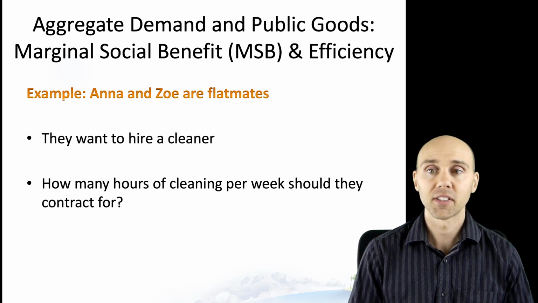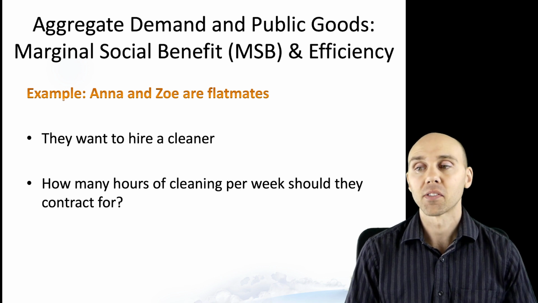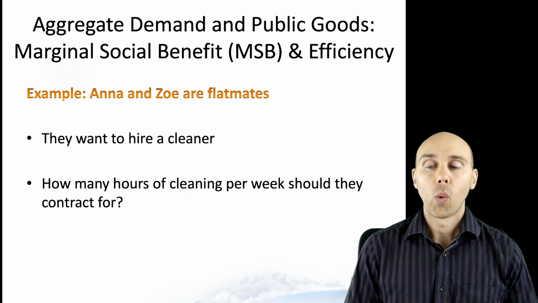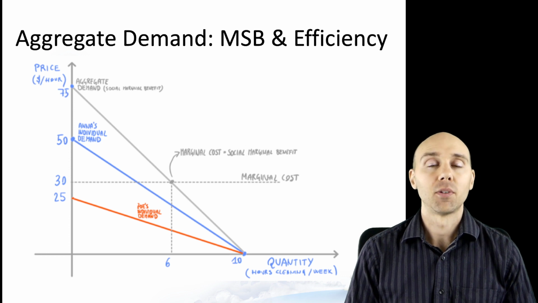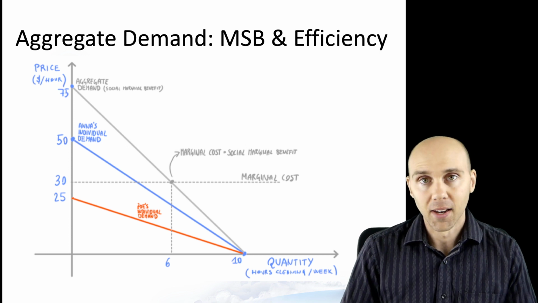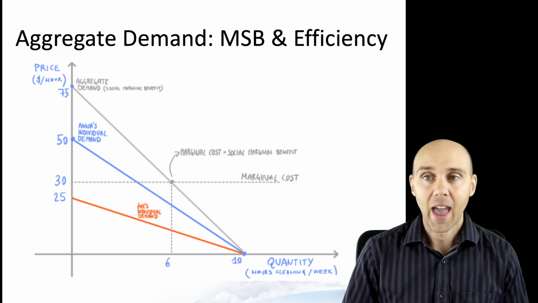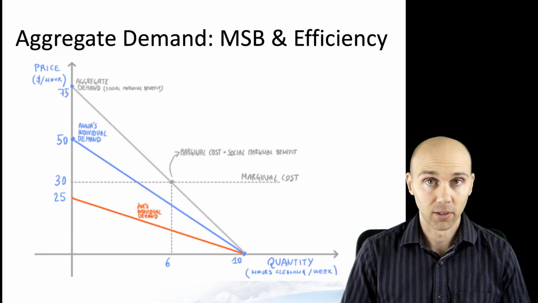So we've got two students, Anna and Zoe, they're flatmates, and they want to hire a cleaner. How many hours of cleaning per week should they get a contract for? Well, when we want to put this graph together, usually we would take individual demand for a private good and add it horizontally. For a public good, and this is a key difference, aggregate demand sums up individual demand vertically.